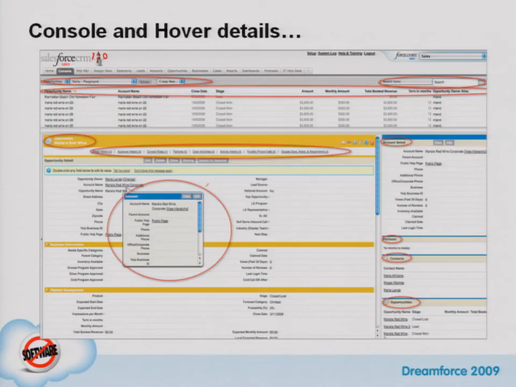And then those are mini page layouts that are on the right-hand side. So you can also customize that, those are the mini console layouts. So you can customize what fields go there. And then here's an example of the hover details. So I have my mouse over the account name, and up pops this mini layout, and that's all customizable, which I'll show you on the next screen.